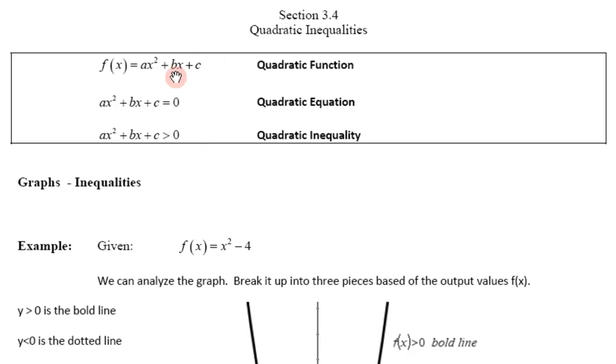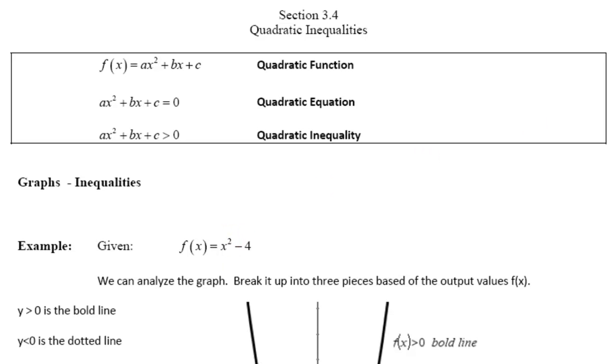Here we're going to look at quadratic inequalities. It looks very similar to linear inequalities in how we're going to solve them. So here's a quadratic function, with the equal sign and f of x. For a quadratic equation, the value of f of x is 0, right? That's an equation. Now for a quadratic inequality, the equal sign is changed to a greater than or less than or greater than or equal to.